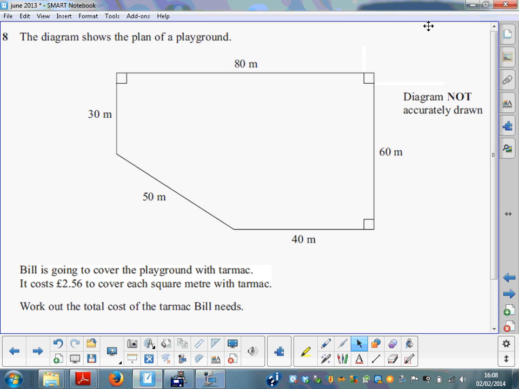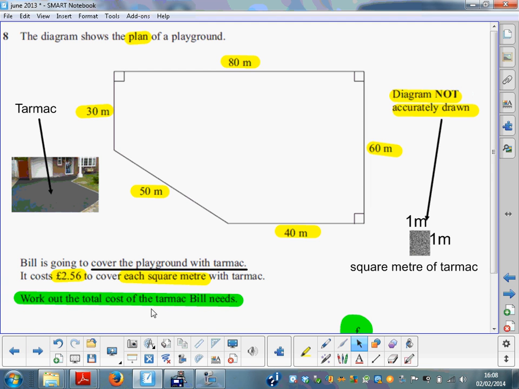Okay, for question 8, it's a playground. Made a little bit of adjustments here, but I'll go back to the question. So I had to fill this with tarmac, and I had to see how many square meters of tarmac I need to fill it up with. And each square meter costs about £2.56. So each one of these square meters, right? It is £2.56. I need to work out how much cost Bill basically needs to put tarmac in this playground.